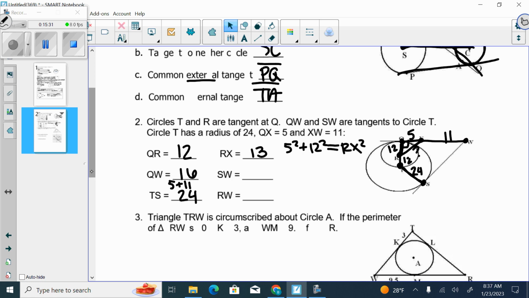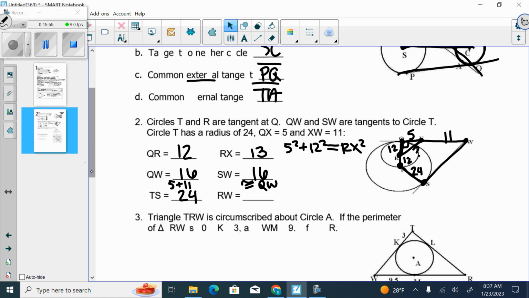Okay. All right, the next thing they ask us for is SW. So SW goes from here to here. It should also be 16 because from Q to W was 16, then S to W is supposed to be congruent. So, right, this is congruent to QW, so also 16.